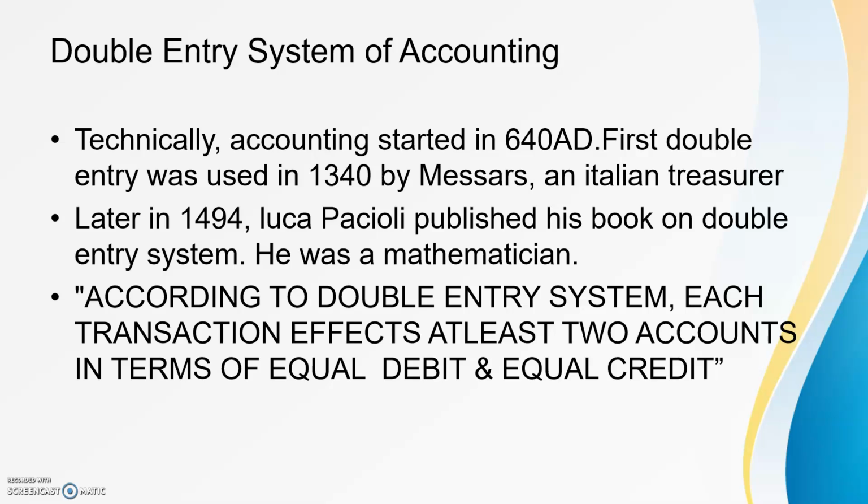As explained in the dual aspect concept, every financial transaction has two aspects, one where the business receives a benefit and the other where it provides the benefit. Therefore, every transaction should be recorded in such a way that its effect is reflected in two places in the business books. The receiving aspect is termed the debit aspect and the giving aspect is termed the credit aspect. Therefore, every business transaction will have an effect on two accounts, one on the debit side, one on the credit side. According to the double entry system, each transaction affects at least two accounts in terms of equal debits and equal credits.